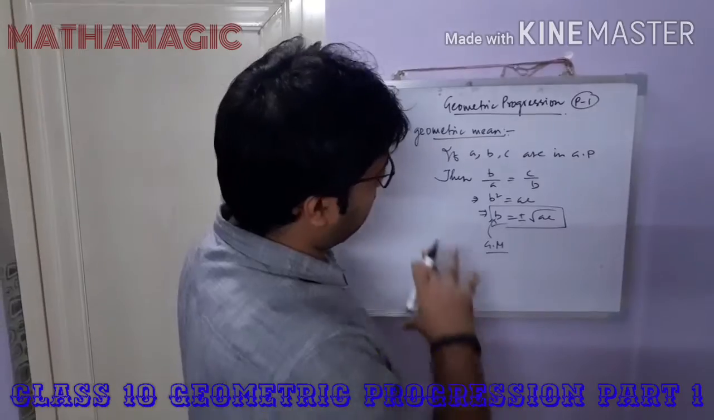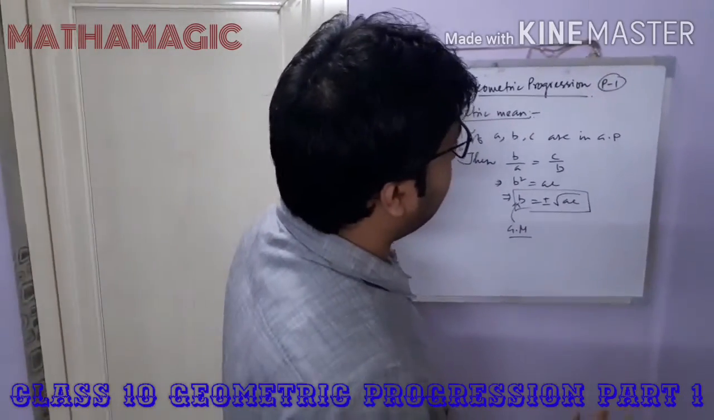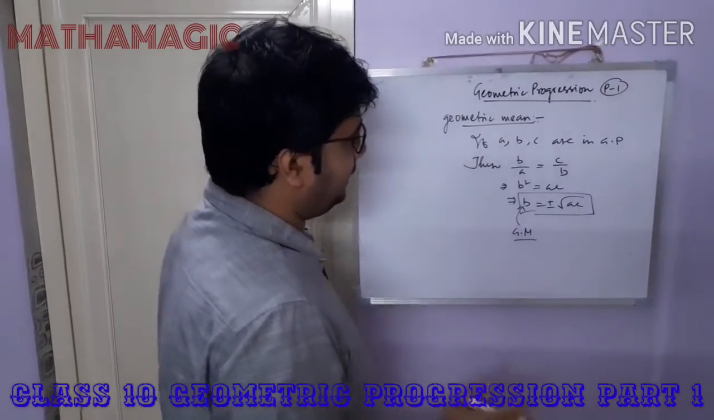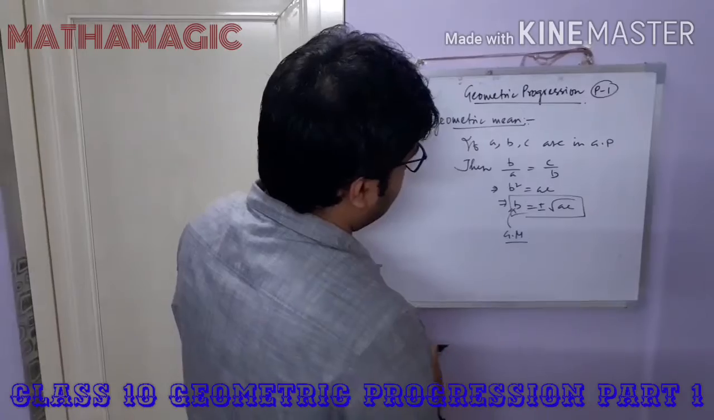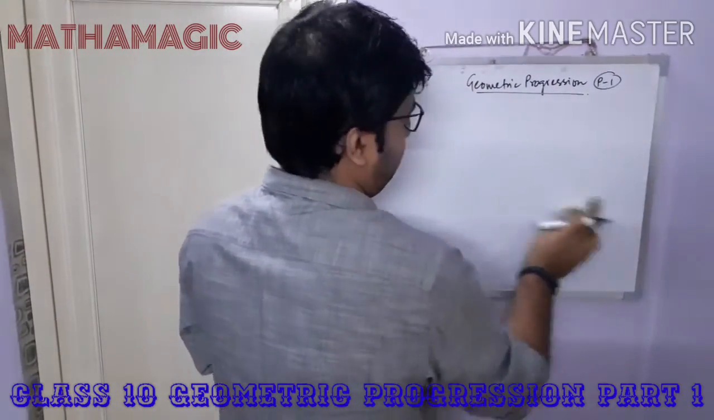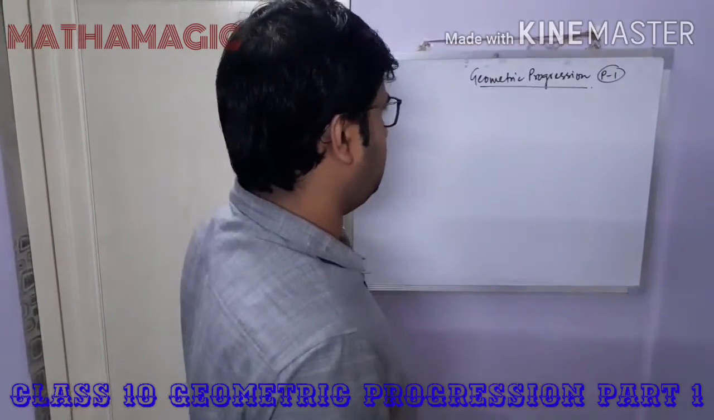Somehow all the things are like AP only, but here we are getting common ratio. There we have common difference. That is the basic difference between AP and GP. So please note it down. Now these are the three basic concepts or formulas which we have discussed so far.